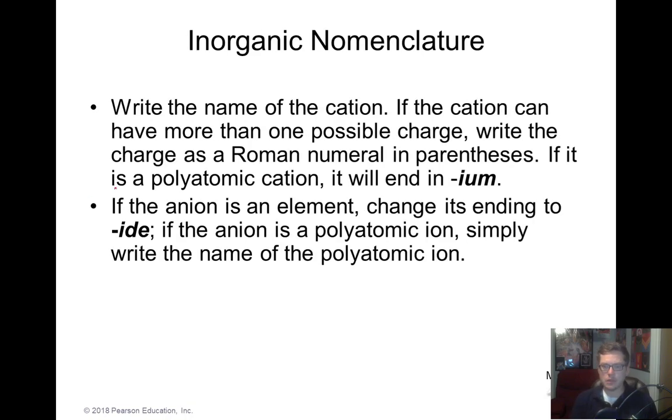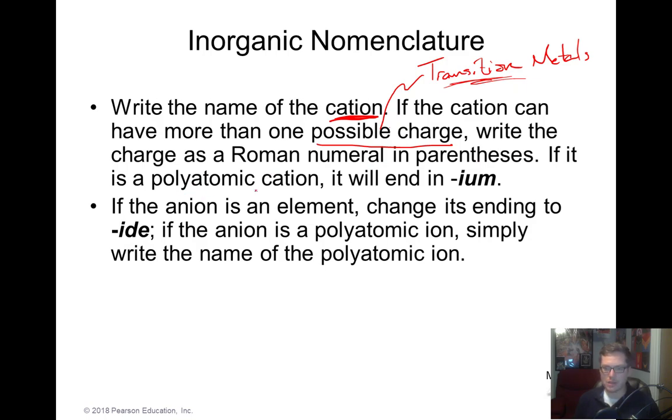Inorganic nomenclature. First rule, always write the name of the cation first. If the cation has more than one possible charge, you write the charge as a Roman numeral in parentheses. The only ones that have more than one possible charge are the transition metals. We're blowing through this fast because I figure you remember most of it from Chem 1. So you write the name of the cation first, and if it is a transition metal, you use the Roman numeral in parentheses after its name.